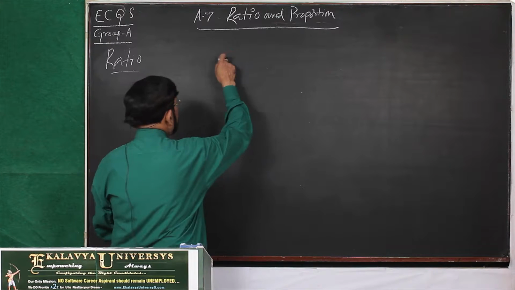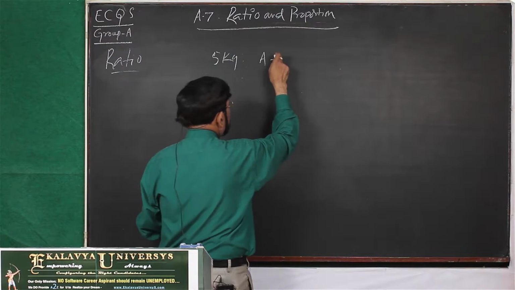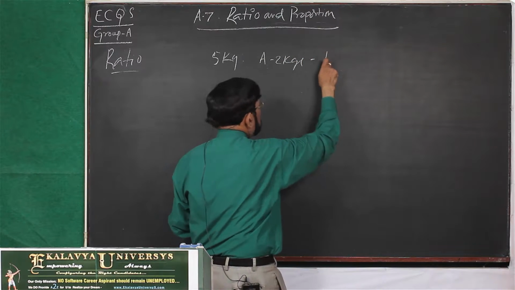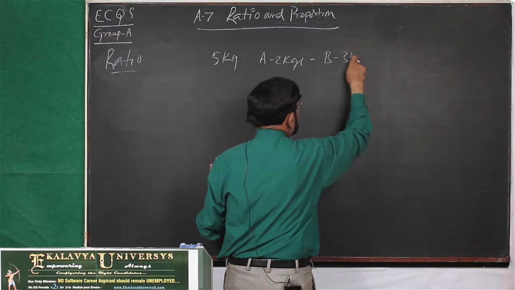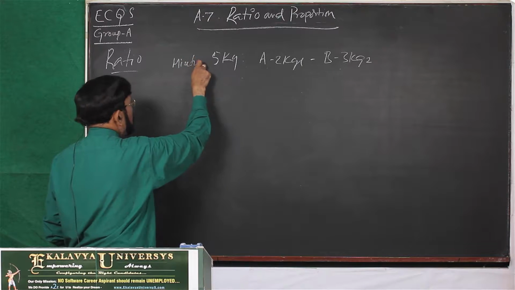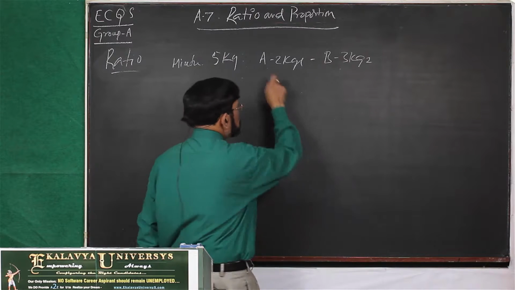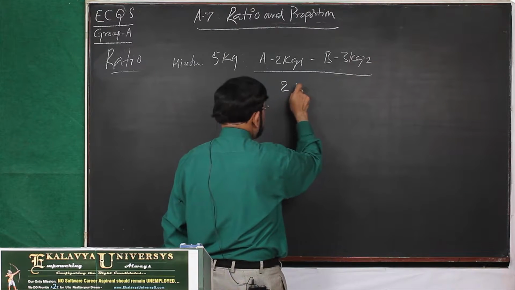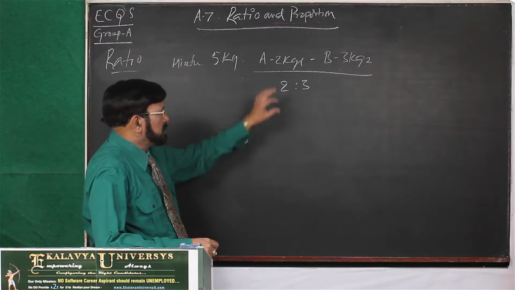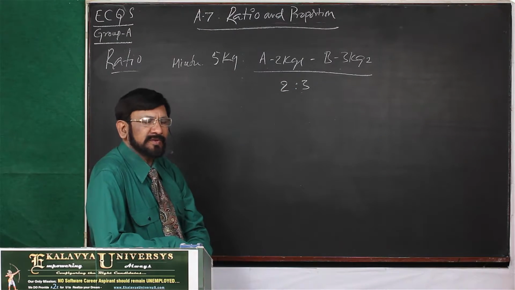Now you see there is a chemical mixture of 5 kgs. In that, chemical A is 2 kgs and chemical B is 3 kgs. In a 5 kgs chemical mixture, A is 2 kgs and B is 3 kgs. Then we can express it as 2:3. The first term is called the antecedent and the second term is the consequent.